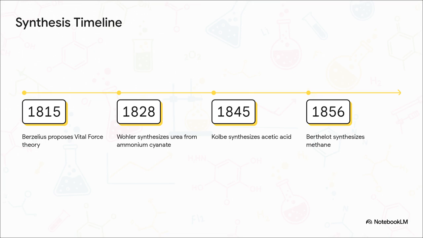But then, in 1828, a chemist named Wohler completely accidentally shattered that entire theory. He was just working in his lab and ended up synthesizing urea, which is an organic compound found in living things, simply by heating up a plain old inorganic mineral called ammonium cyanate. This groundbreaking accident absolutely opened the floodgates. Soon after, you had Kolbe synthesizing acetic acid in 1845 and Berthelot synthesizing methane in 1856.